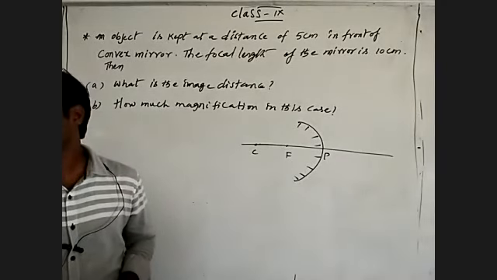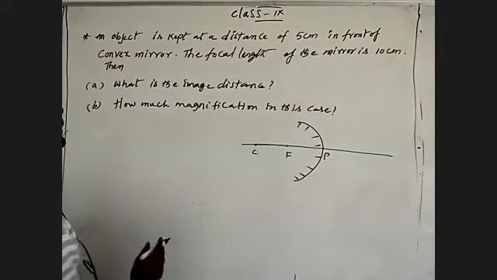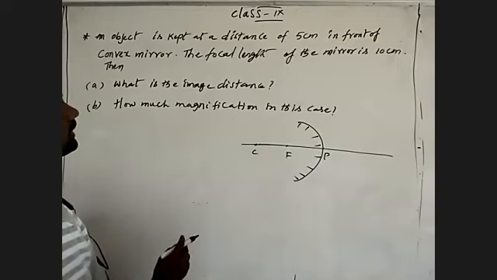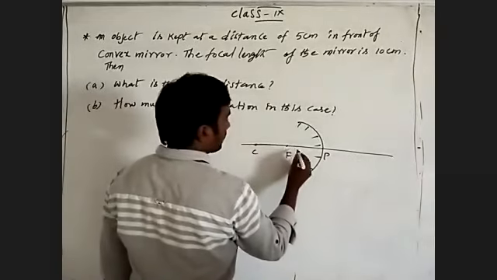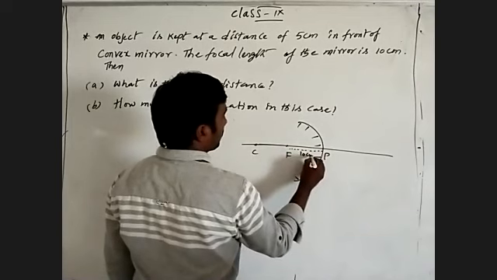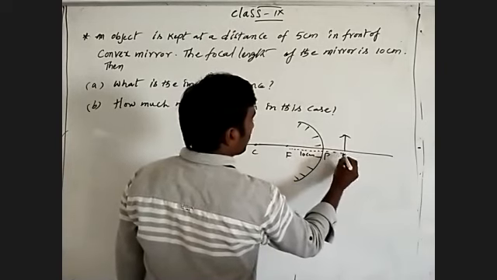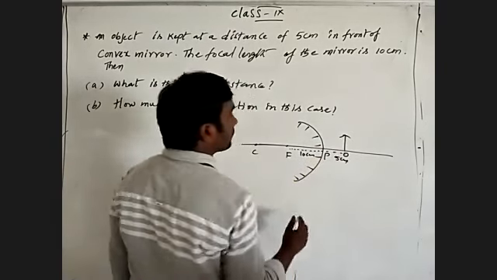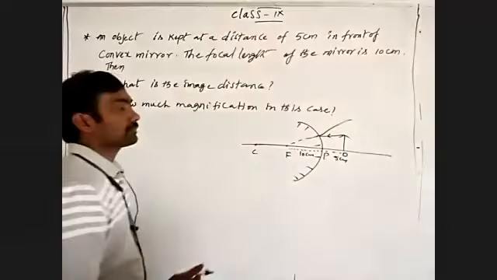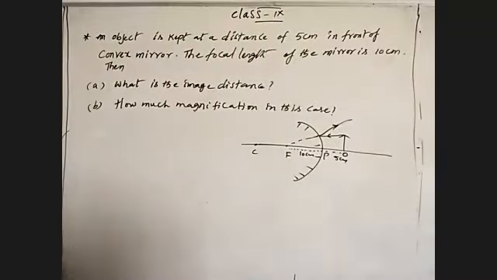The object is placed 5 centimeter in front of the convex mirror, so the object distance is 5 centimeter. Focal length they said is 10 centimeter. A parallel light ray bounces back as if it seems from the focus. It is a divergent mirror, giving divergent reflection.